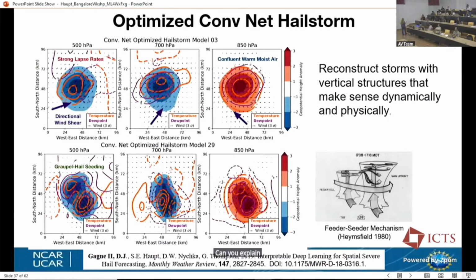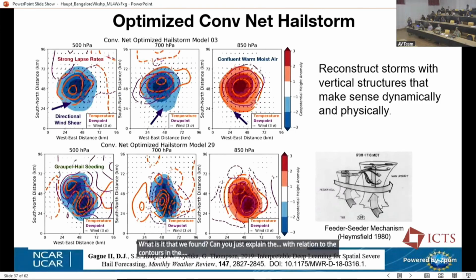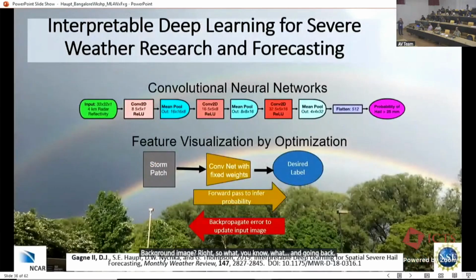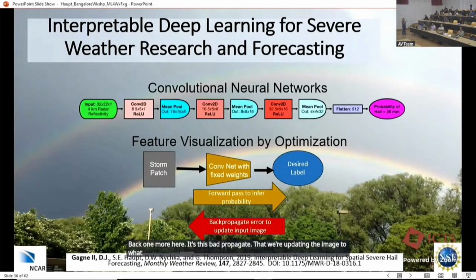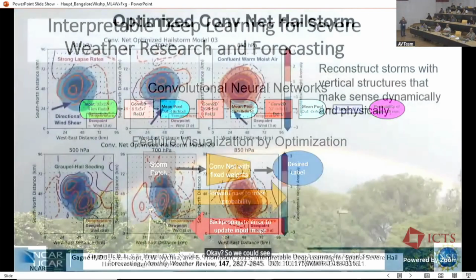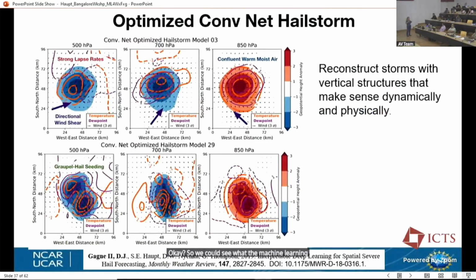Can you explain the contours in the previous slide? What is it that we found? Can you just explain with relation to the contours and the background image? Right. So, going back one more here, it's this backpropagation that we're updating the image to what was really happening. Okay. So we could see what the machine learning saw in these cells that made it predict hail.